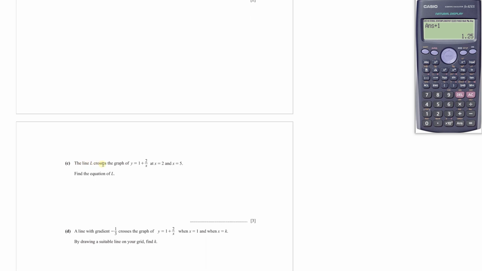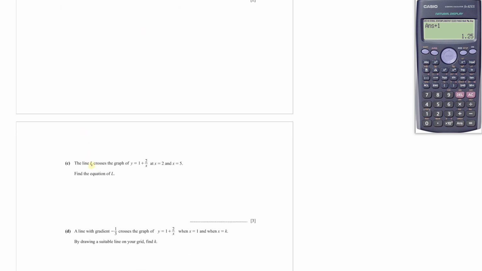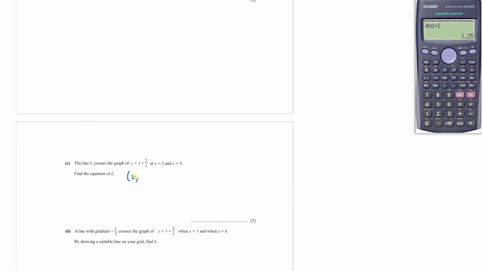Part C: the line L crosses the graph of this equation at x equals 2 and x equals 5. Find the equation of L. So we are given that it crosses the graph that we have drawn at these 2 points, x value 2 and x value 5. We already know the y values. So when x is 2, your y value is 2. And when x is 5, your y value is 1.4. So these are the 2 points for this line L. And now we can find the equation.